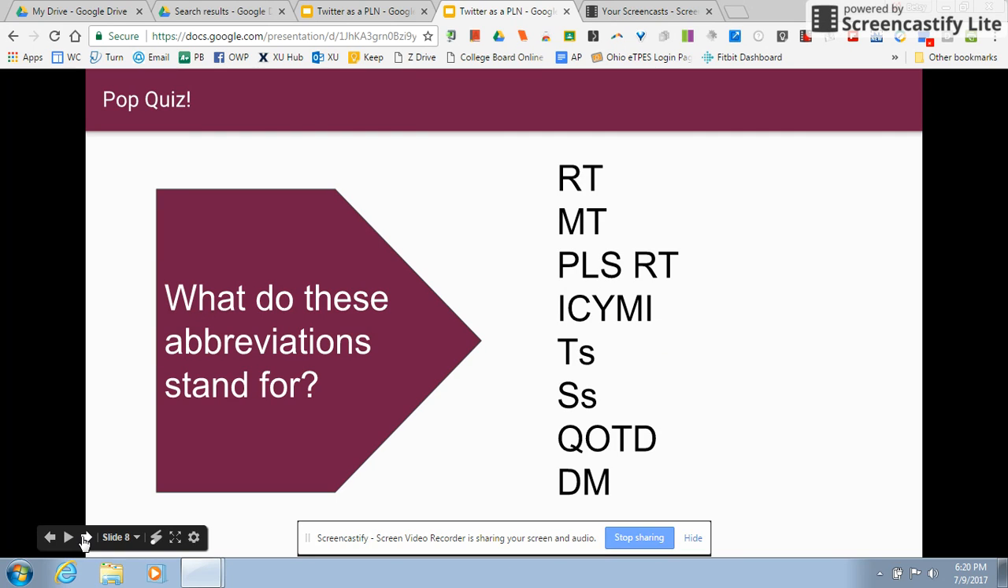And then a few more abbreviations that you might run across on Twitter. RT is retweet. MT is modified tweet. That's when you're retweeting something someone said, but you changed it a little bit. Please retweet is when you want your followers or people to retweet your idea because you want to get it out there. In case you missed it is usually a link to something. Most people will link to an article or an idea that they want other people to see. And then in the world of education, we do teachers and students, question of the day or quote of the day, and then also direct message.